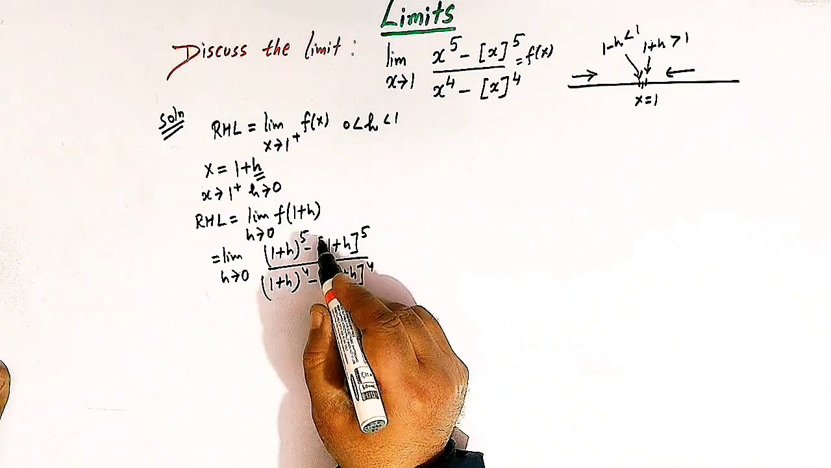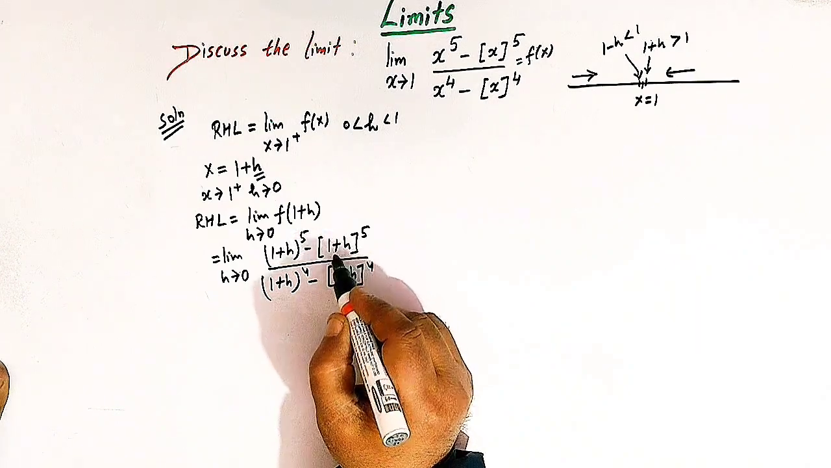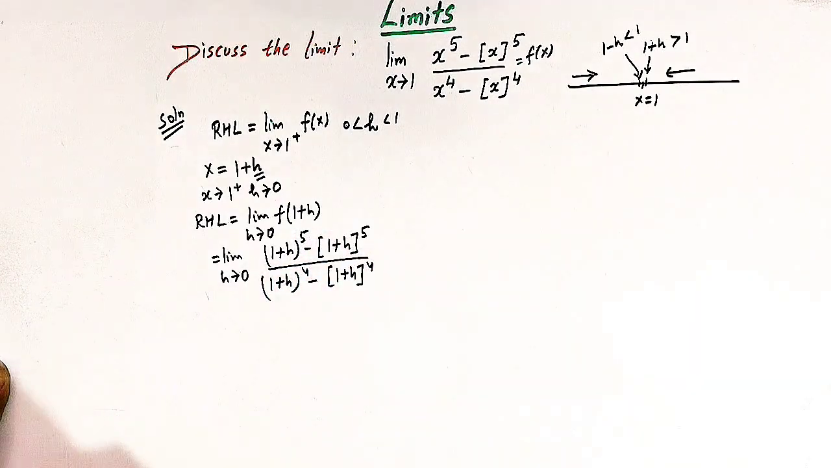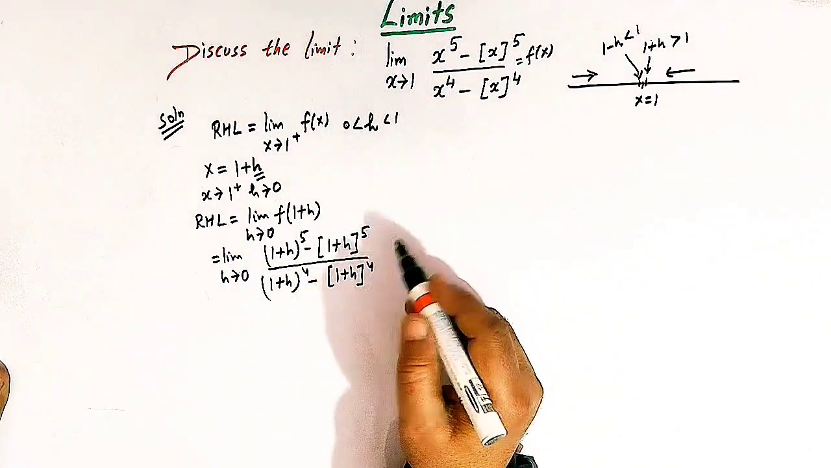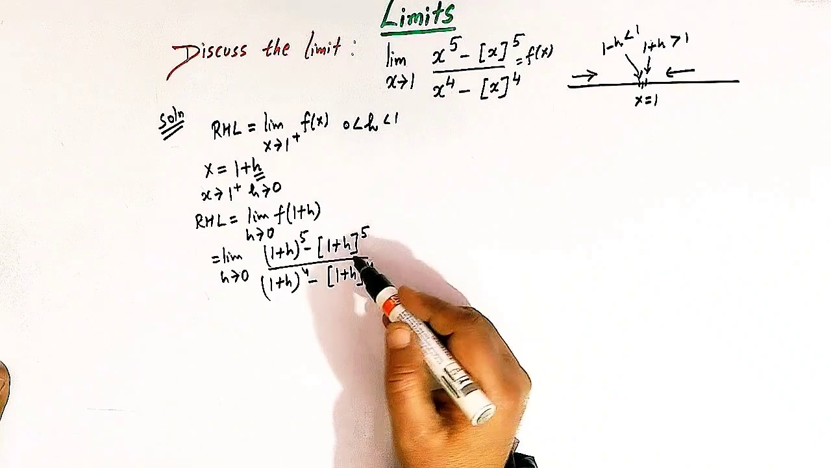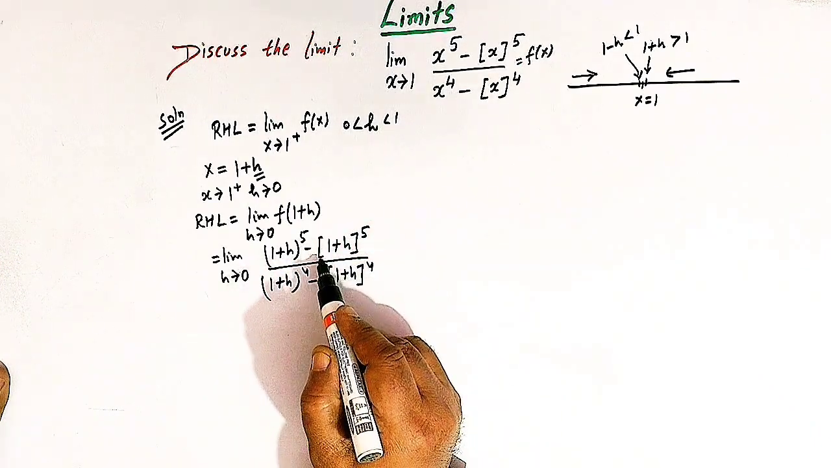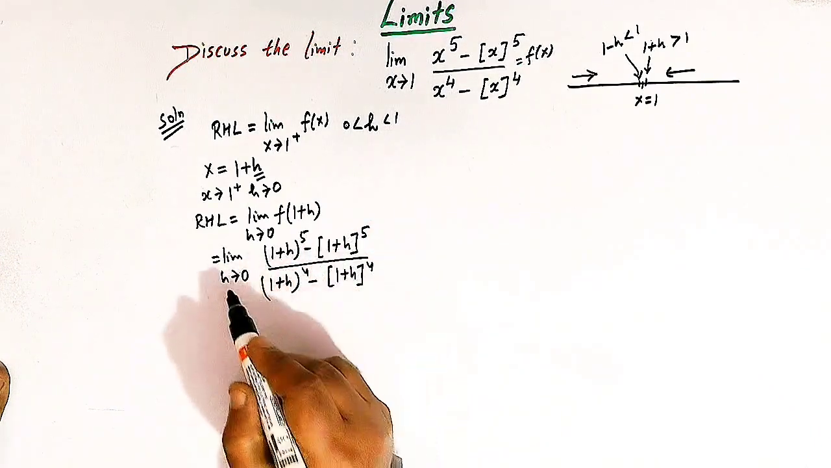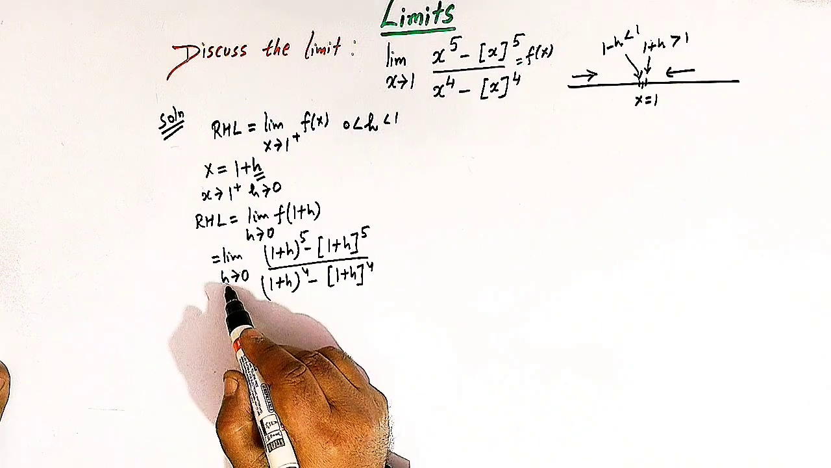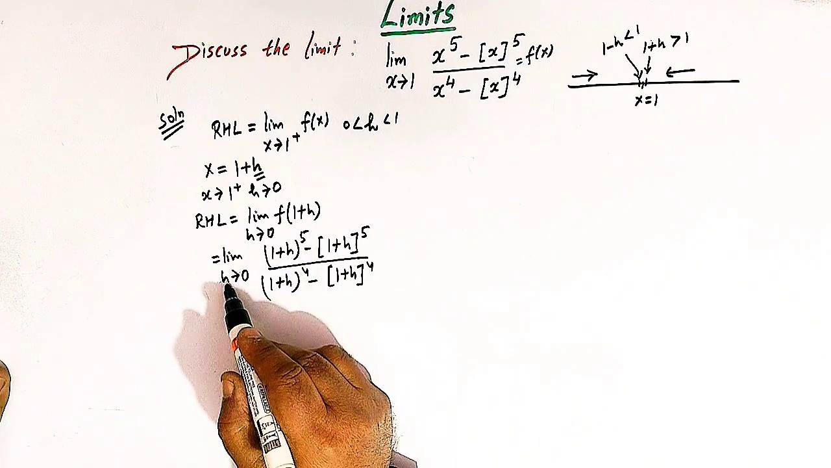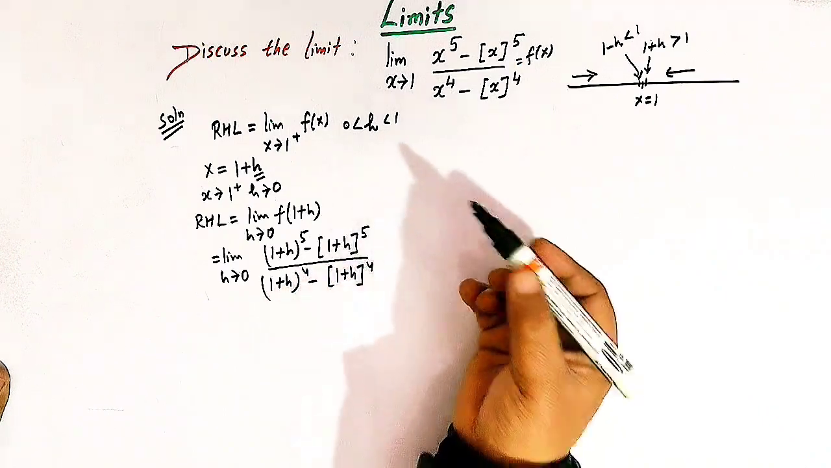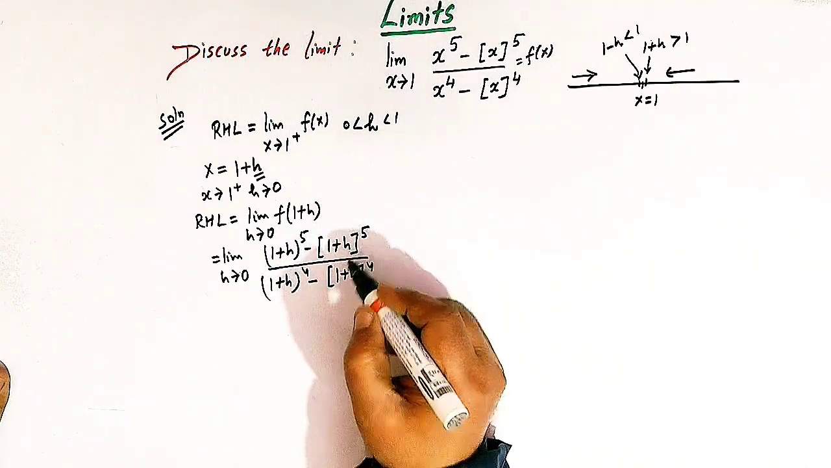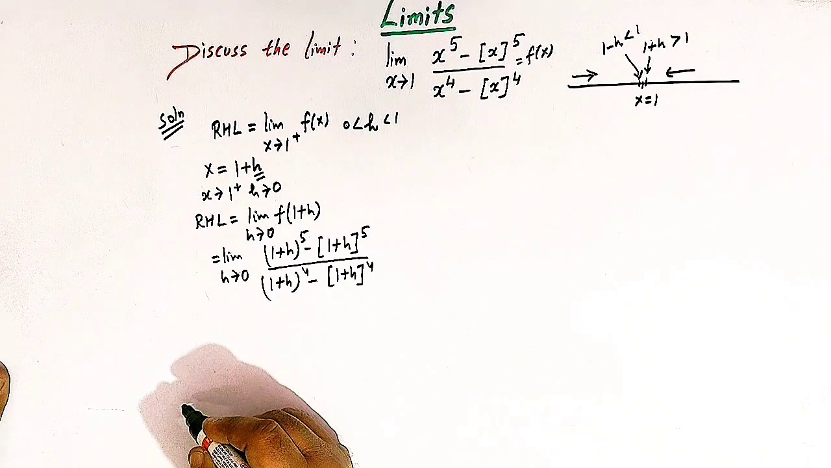So first we have to take care of this greatest integer function, because the greatest integer function is a very special function. Whenever we come across it in limits, we cannot directly substitute h equal to 0 over here, right? So what we will do is apply the definition of the greatest integer function here.